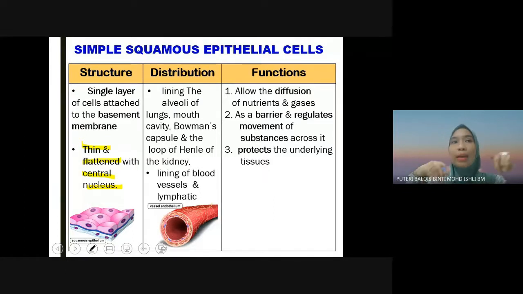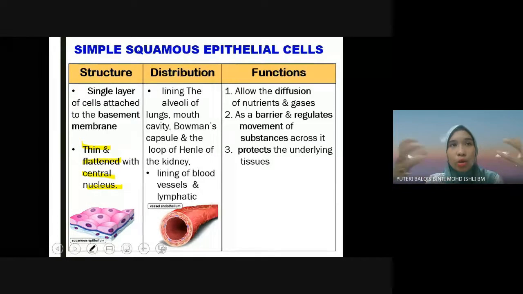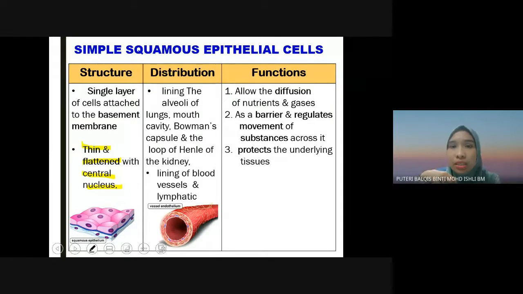Contoh awak tulis M&M's. Awak tak tulis chocolate M&M's kan? Awak tak tulis M je. Boleh tulis M&M's. Okay. The function, diffusion, barrier, protect. Okay. Itu cakaplah ayat yang penuh. Saya pergi laju. That is simple squamous. Thin, flattened, nucleus duduk tengah.